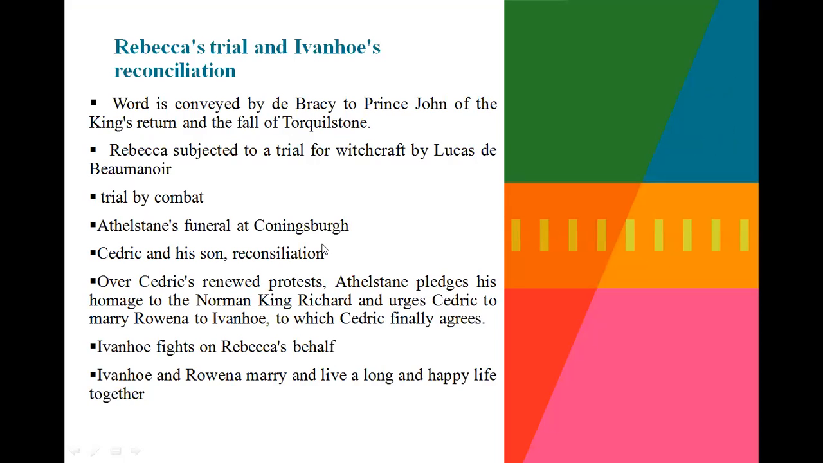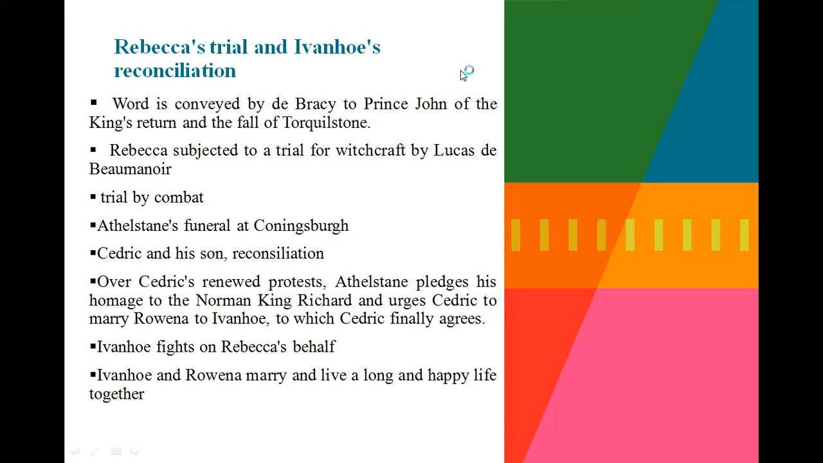Yes. Now we have come to the final part of the story, Rebecca's trial and Ivanhoe's reconciliation. Bracy is released by the Black Knight. He goes to Prince John and informs him about the return of King Richard, the Black Knight. Now Prince John plots an attack on his brother, King Richard. And Robin Hood, the Locksley, they come to his rescue. Now there is a fall of Torquilstone after it is set on fire.